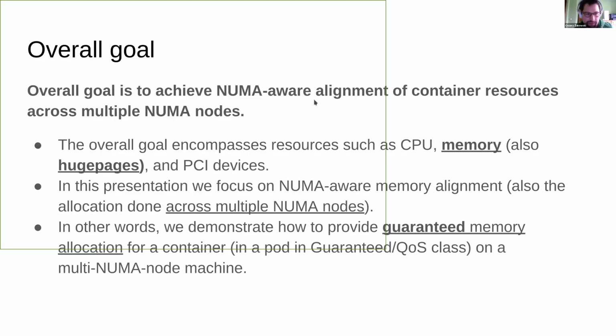The goal, next. Just to recall, because I think many people are familiar with the goal of NUMA-aware alignment: the overall goal is to achieve NUMA-aware alignment of container resources across multiple NUMA nodes. This encompasses various resources such as CPU, memory, huge pages, and devices. In this presentation, we'll focus on NUMA-aware memory alignment, also across multiple NUMA nodes. Just to rephrase, we demonstrate how to provide guaranteed memory allocation for a container in the guaranteed QoS class on a multi-NUMA node machine. Okay, we can move forward.